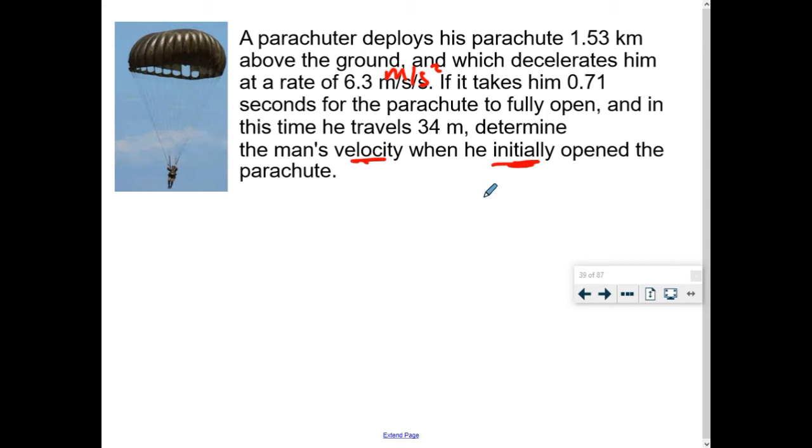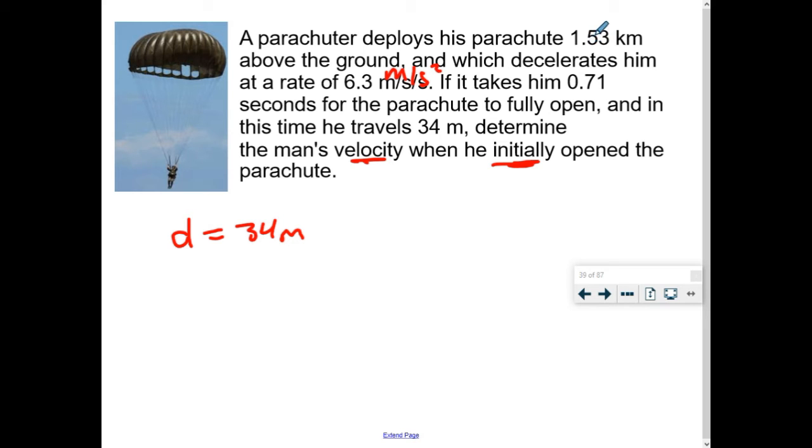So let's start the same process. Let's start to write out the variables we have. For example, I know that the distance he traveled was 34 meters. But then some kids say, hang on, what about this 1.53 kilometers? That was not really relevant information. We call it a distractor sometimes.